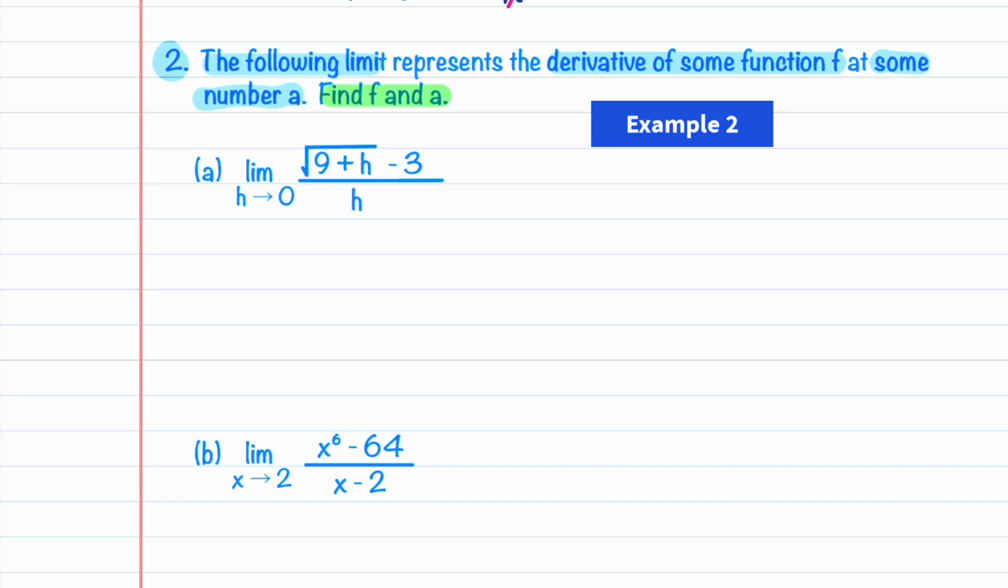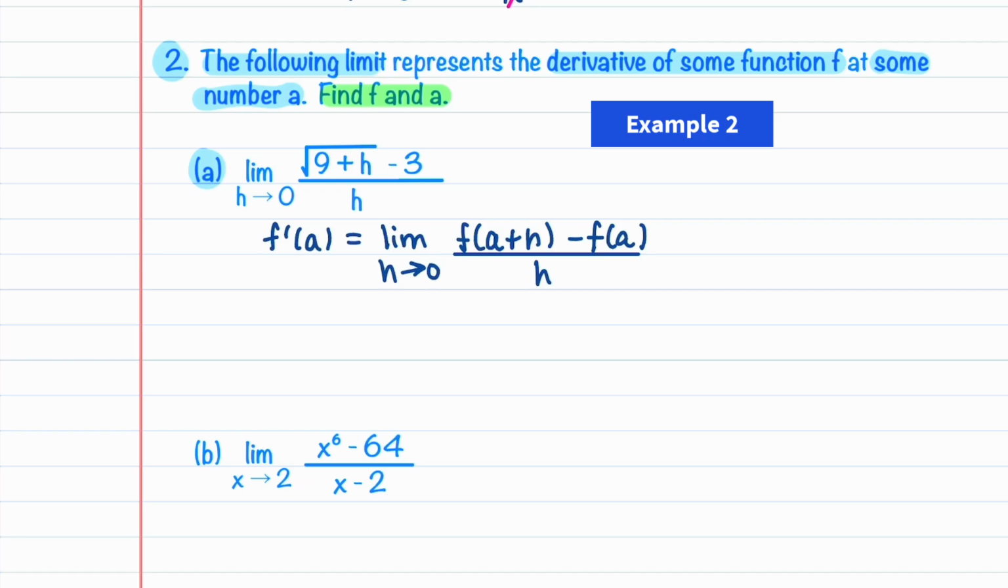The way you want to begin a problem like this is to write down the definition of the derivative that corresponds to the limit that you're given. In part A, our limit is going to correspond to this definition of the derivative. F prime at a is the limit as h goes to 0 of f of a plus h minus f at a, all divided by h.